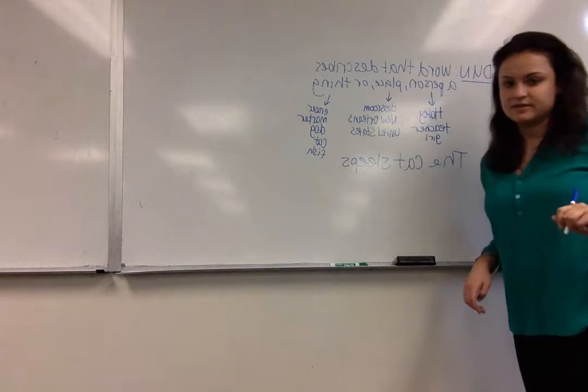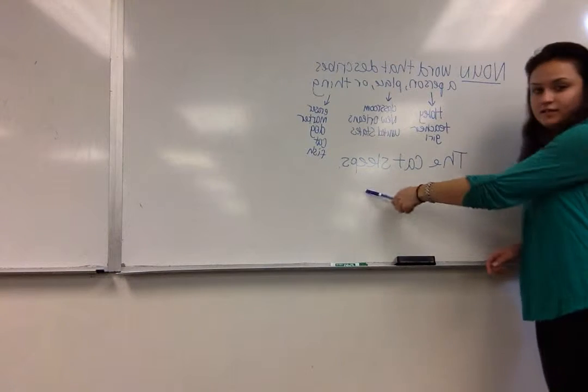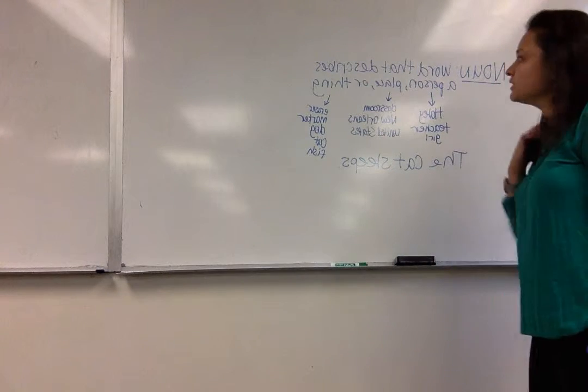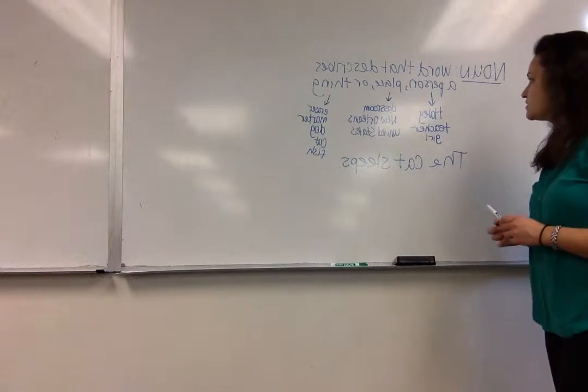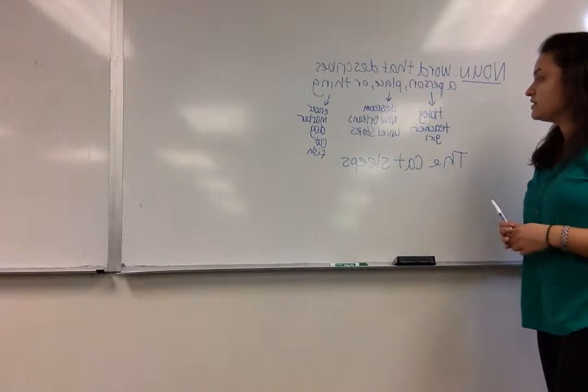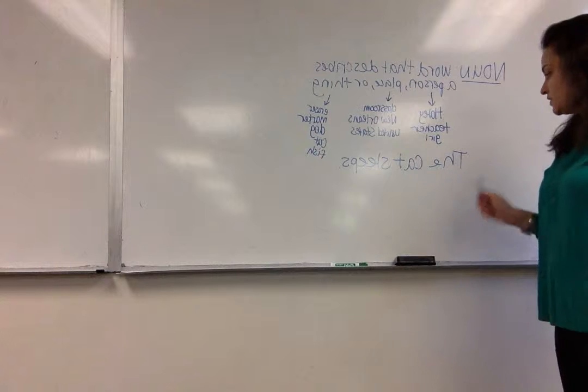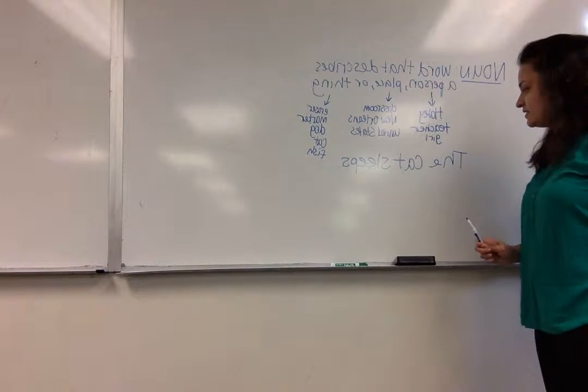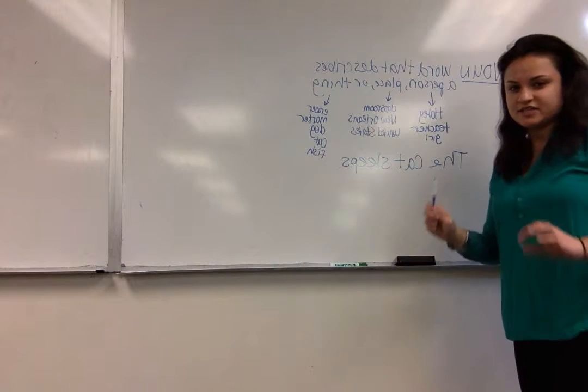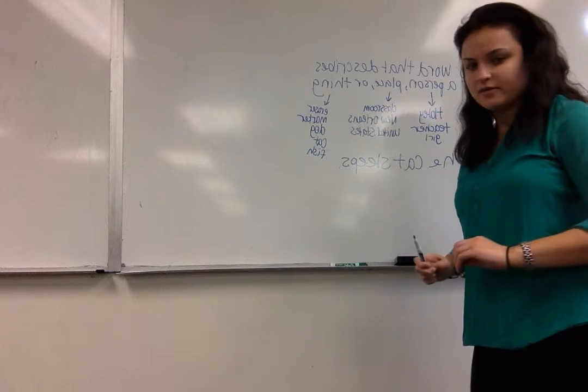Okay, that's a full sentence. The cat sleeps. Let's think about it. We just said that a noun is a word that describes a person, place, or thing. So let's look at these words and see if we can identify which one is the thing. Which one is our noun?